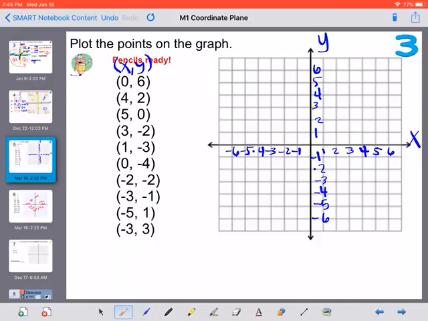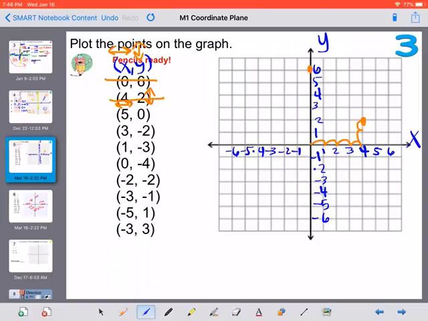So I'm going to plot a couple first, just so we get the hang of it, and then I'll show you all of them and you can check. So first, x goes left to right, so 0, we didn't go anywhere, just up 6. Y is up and down. I'm going to cross it off so I know I did that one. Then 4, 2, x is left to right first, then up and down. So 4 to the right, and then up 2. So we went 1, 2, 3, 4, and up 1, 2 to get to that point.